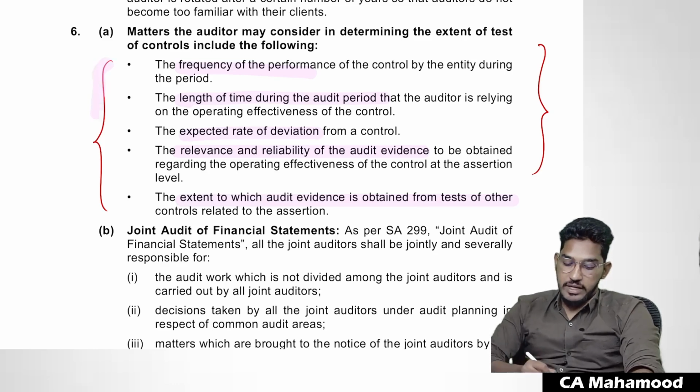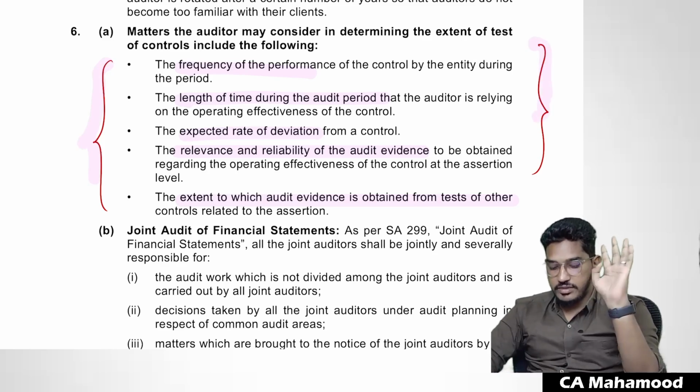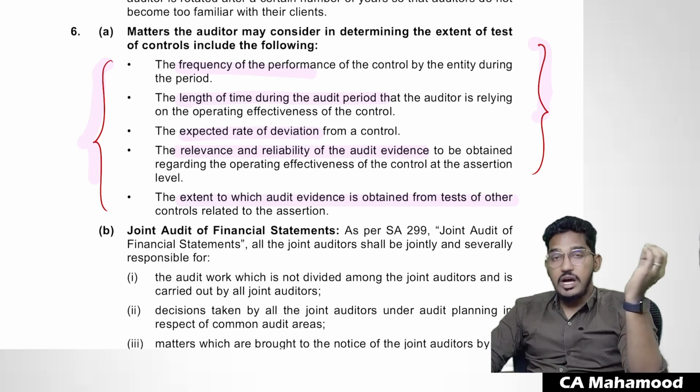So these are the various factors which are required to be considered in determining the extent of test of controls. 5 points, guys: frequency, length of time, expected rate of deviation, relevance and reliability of the audit evidence, and how much evidence you can get from other tests.